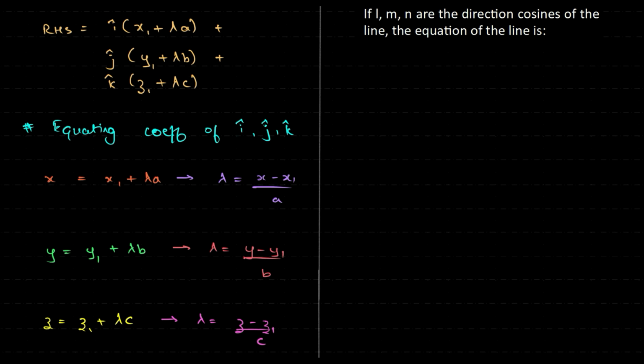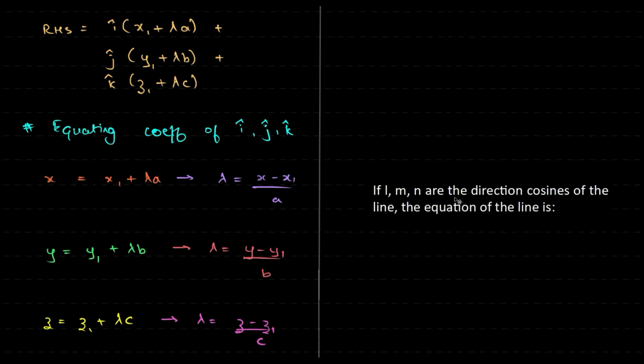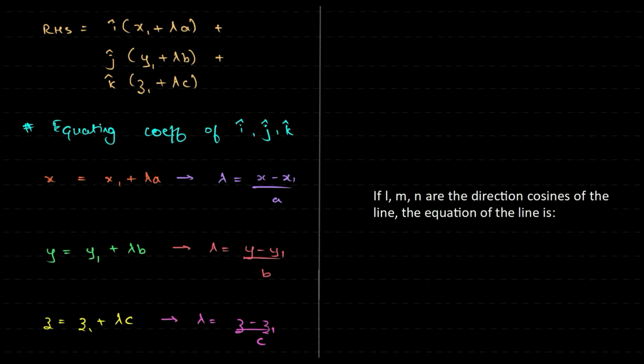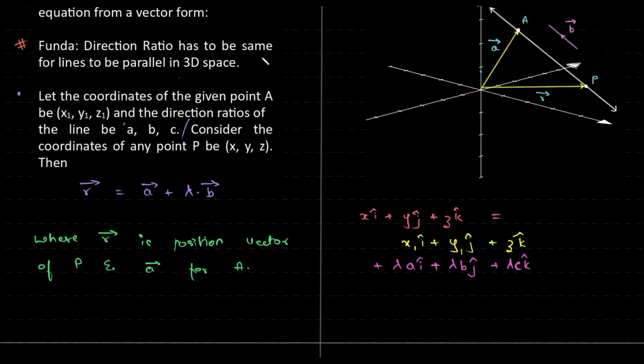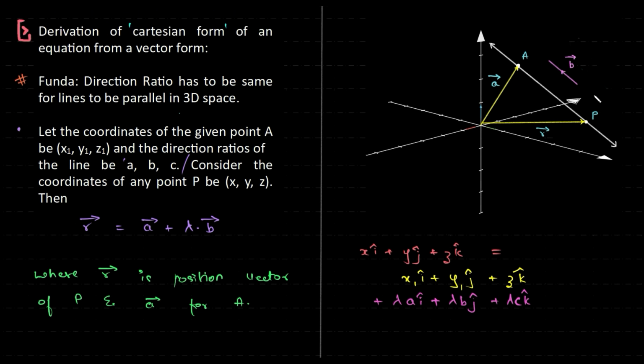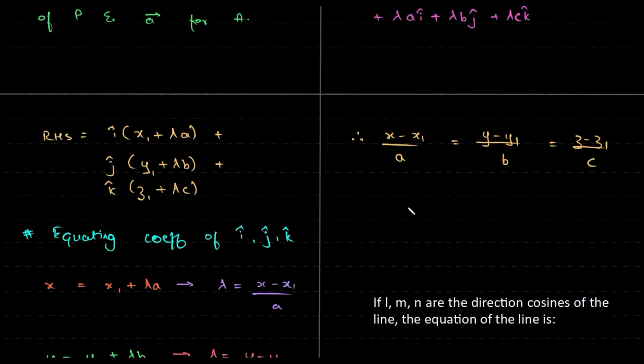Agree? So in the first, second and third, what is it that we are looking at? We have something common. What is it? Yes, we have the lambda common. So therefore we can equate (x minus x1) by a, which is equal to (y minus y1) by b, which is equal to (z minus z1) by c. And that's why I told you all of this is related to the fact that the direction ratios have to be the same for lines which are parallel. Since the line and vector b are parallel to each other, the direction ratios have to be equal.